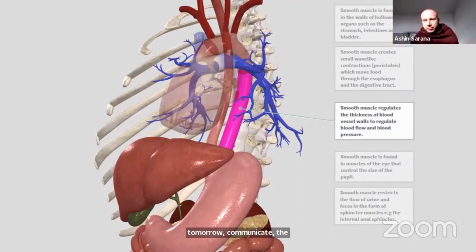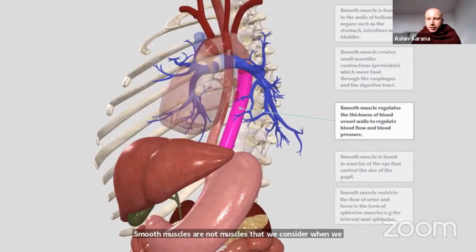Smooth muscles are not muscles that we consider when we meditate on muscles. When we meditate on muscles, we meditate on the skeletal muscles. Those are muscles that are attached and that manipulate the bones.